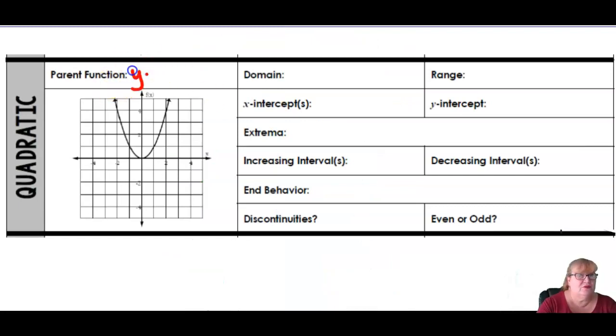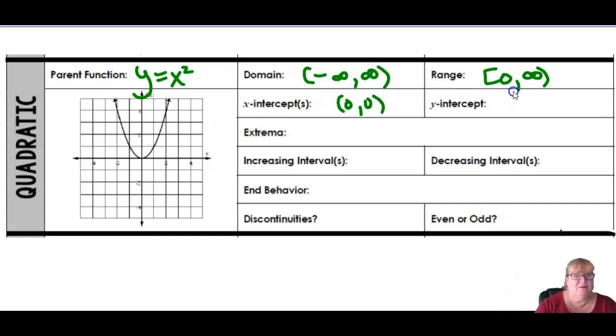And the parent function would just be, let's switch colors here, y equals x squared. And then we're going to learn how to put transformations onto that. But the domain is all real numbers. The range, though, again, it only has positive. When you square something, it becomes positive. The x-intercept and y-intercept are still 0, 0. Extrema, it has an absolute min. And the y value at the min is 0. And that happens at x equals 0.